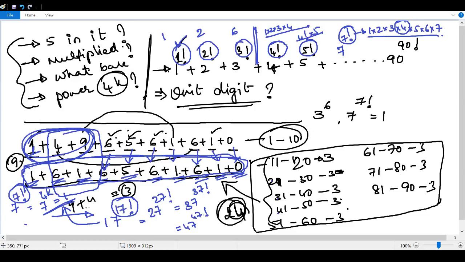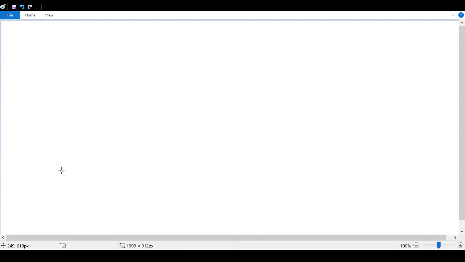Okay, Mohammed, you are not clear, so I will now repeat this for those who are not clear. So let's understand this, guys. I'm not going to give shortcuts here. I'm trying to build your entire concepts. 1 power 1 factorial, 2 power 2 factorial, 3 power 3 factorial. It went all the way till 90 power 90 factorial.